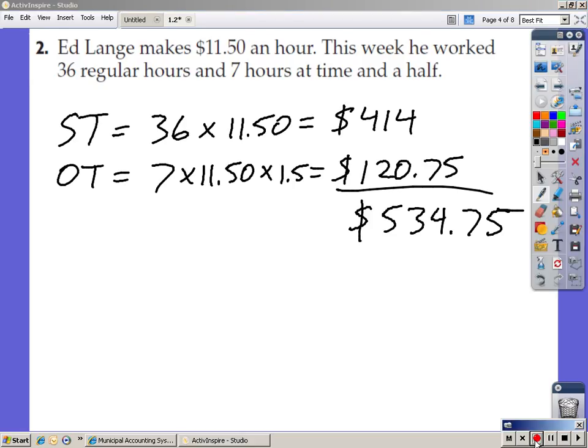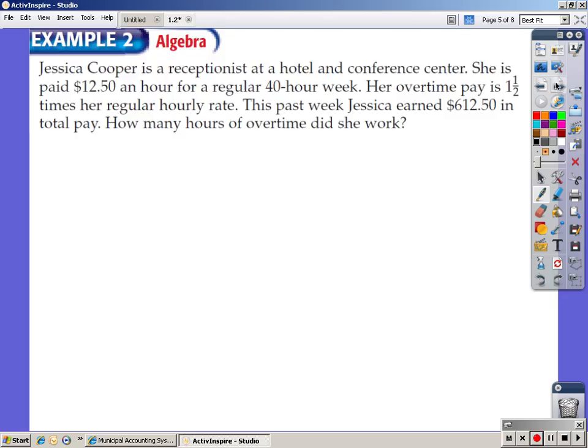All right, moving right along. Example 2. Jessica Cooper is a receptionist at a hotel and conference center. She is paid $12.50 an hour for a regular 40-hour week. Her overtime pay is 1.5 times her regular hourly rate. This past week, Jessica earned $612.50 in total pay. How many hours overtime did she work?